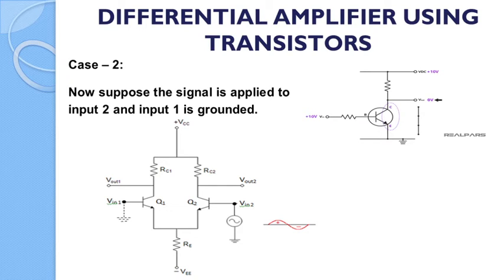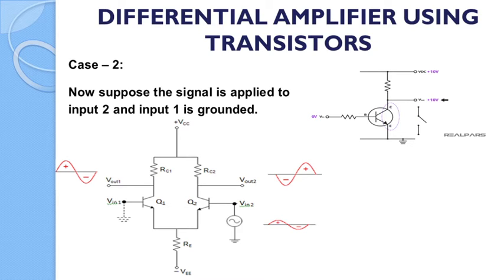Now the biased transistor is Q2. Whenever the base terminal gets positive voltage, the output will be 0. Whenever the base terminal gets negative voltage, the output will be high. So the Q2 transistor output will be an amplified version of the inverted input signal. In Q1 we will get the amplified version of the input signal without any phase shift. So this is the basic operation of a differential amplifier using transistors.